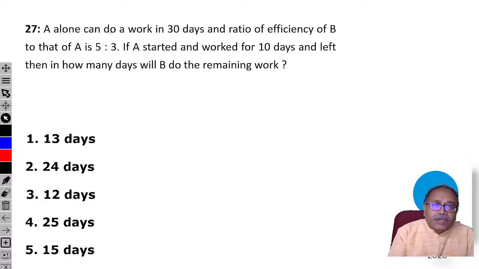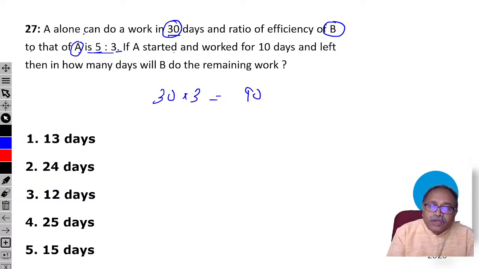27. So A alone can do a work in 30 days and the efficiency ratio is 5:3. దాన్ని కొద్దిగా నోటీస్ చేయండి. B to that of A is 5:3, that is B efficiency 5 అయితే A efficiency 3, and A can complete the work in 30 days. Ante volume of the work is 30 into A efficiency 3, that is 90 units of the work. Now if A started the work and after 10 days left, ఎంత A తో ఎంత వర్క్ అయిపోతుంది, ఎఫిషియన్సీ 3 అయితే 10 into 3, 30 యూనిట్స్ అయిపోయింది ఇక్కడ. సో 60 యూనిట్స్ ఇంకా మిగిలిపోయింది.